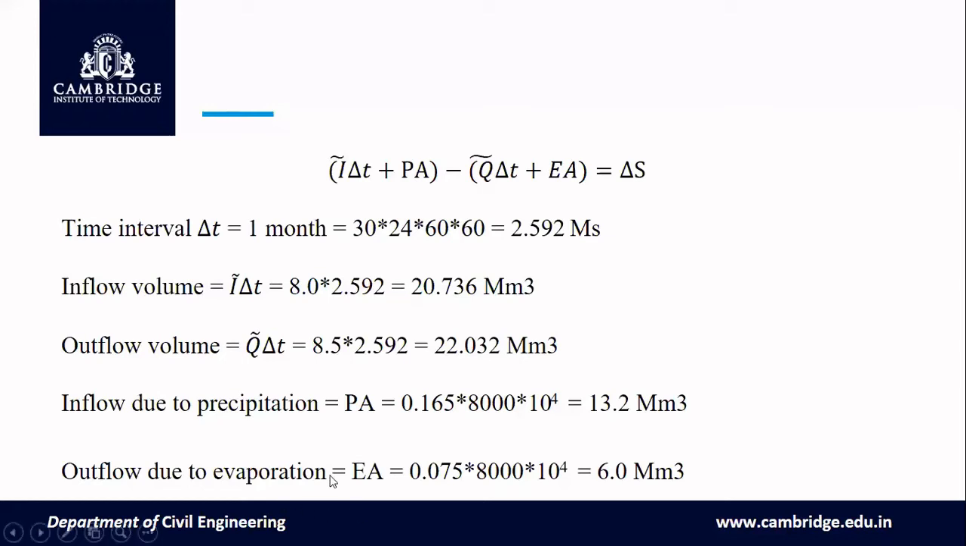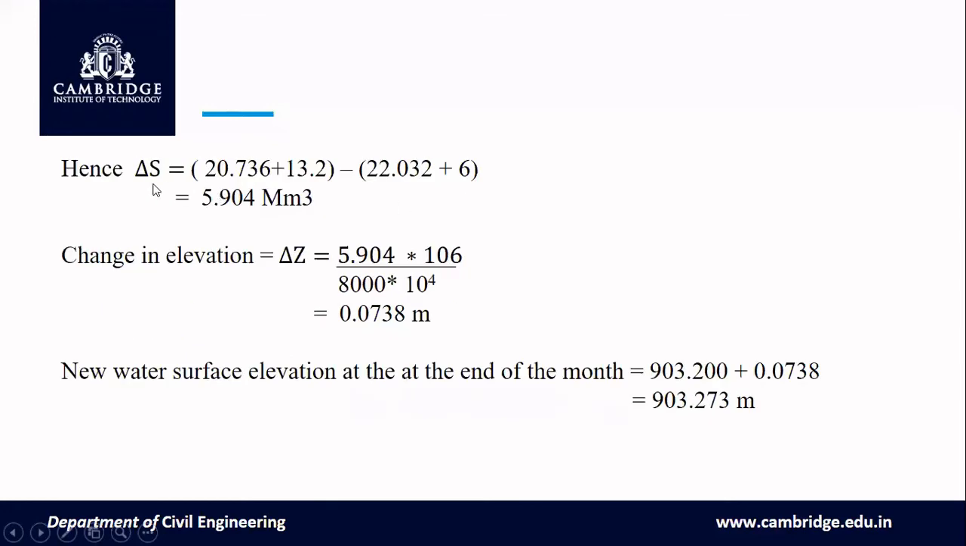Now, substituting all values into the water budget equation, we get the change in storage delta S: inflow volume 20.736 plus 13.2 as inflow due to precipitation, minus outflow volume 22.032 plus 6 as outflow due to evaporation. The total is 5.904 million meter cube of change in storage in the lake. Next, the change in elevation. How are you going to calculate the change in elevation? It can be calculated as follows.